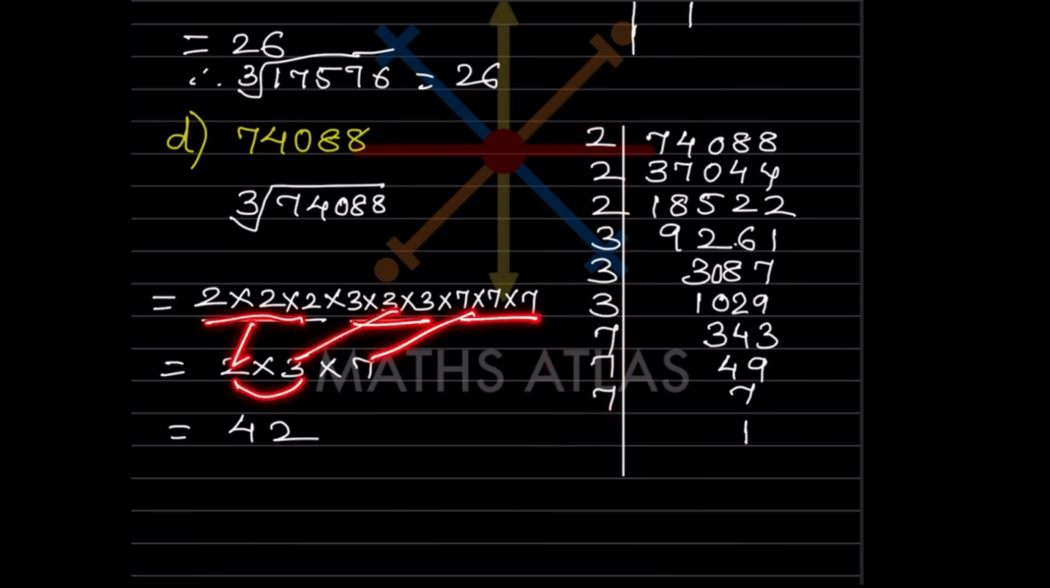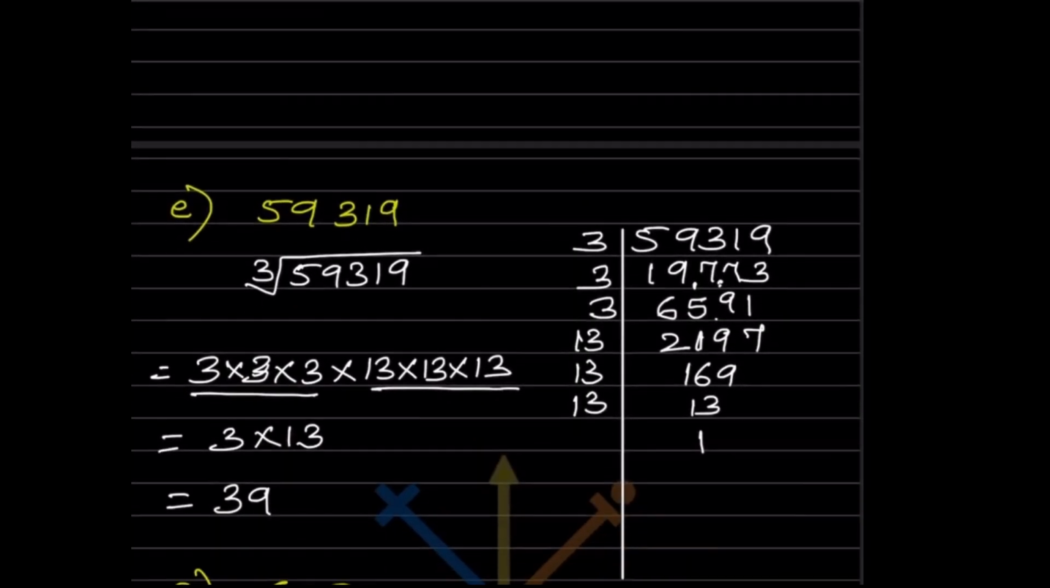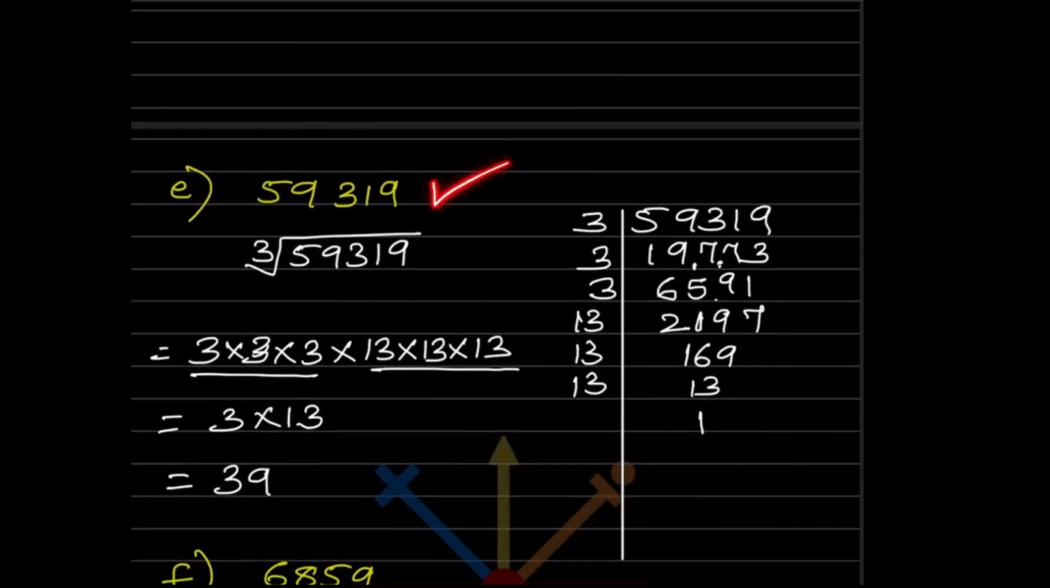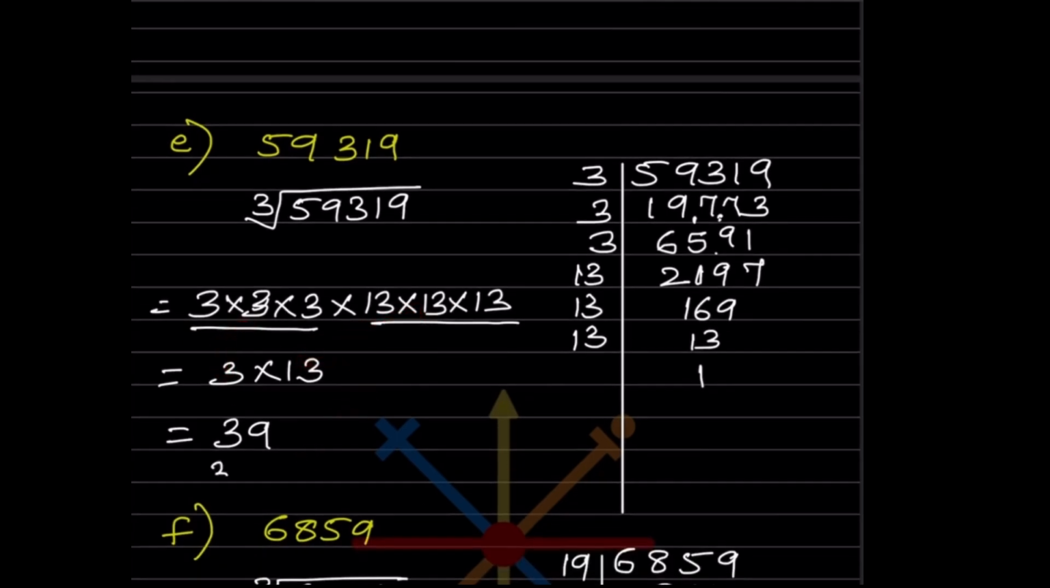So this is going to be 42. So we can write here cube root of 74088, that is 42. Now look at here. This is the number. These are the factors. So we can again divide this into pairs. So this is going to be 39. So we can write here cube root of 59319 is 39.